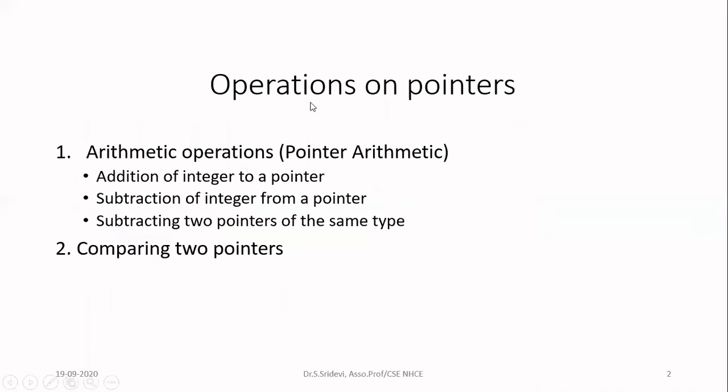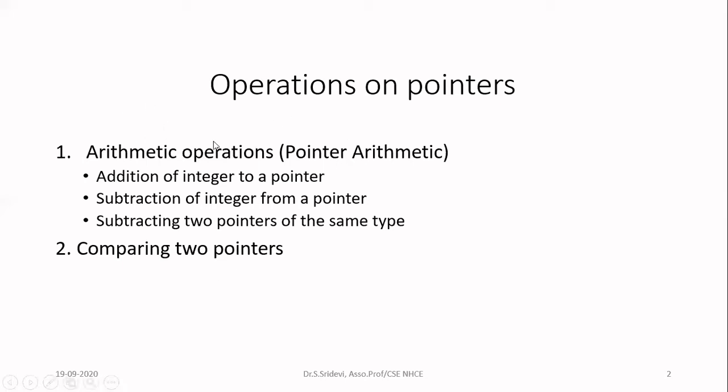Now you should know what all the operations you can perform on pointers when you go for an array. Generally in normal data variables, you can perform operations like arithmetic operations, then logical, and then you can also perform assignment operation. There are many operations available, but you can't perform all these operations on pointer variable. There are limited operations that you can perform on pointer variables. That only we are going to see in this slide.